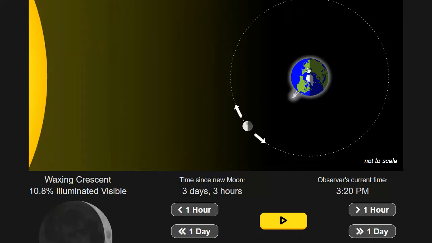But now we can see a little bit of light on the right-hand side. And sure enough, what do we see here? A little bit of light on the right. That's called a waxing crescent.